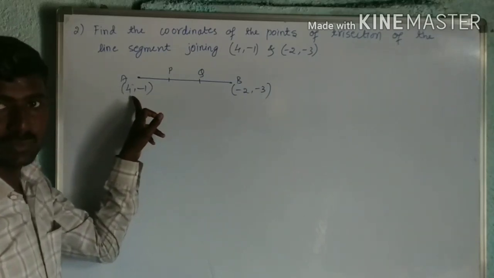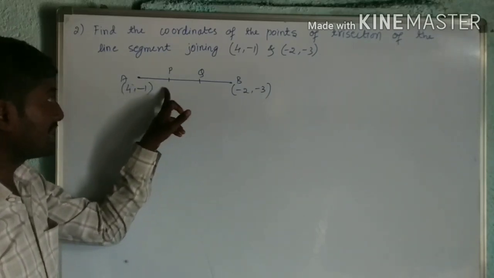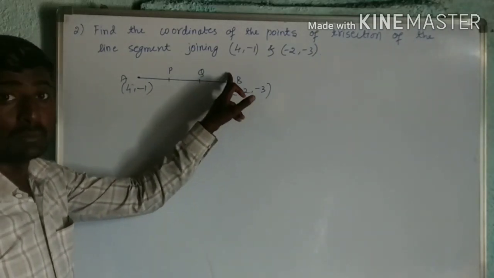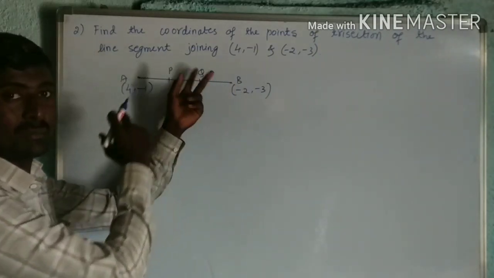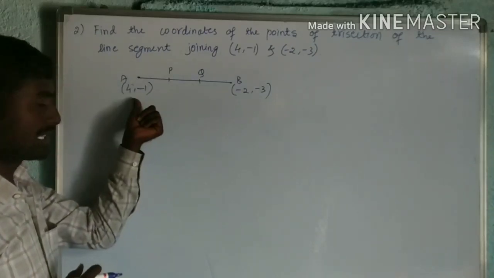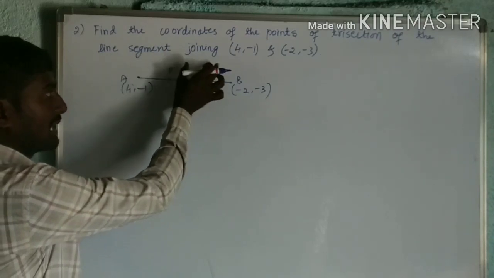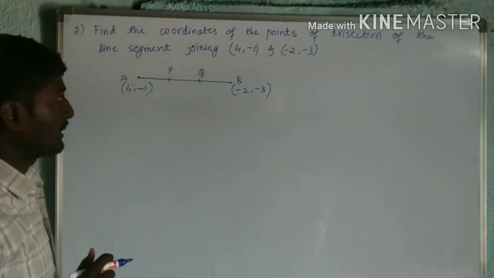So first point is x1, y1. So for x1, y1, you should take only M1. If you take x2, y2, here you should take M2. You cannot interchange M1 and M2 here. So for x1, y1, for the point P, M1 must be 1 and M2 must be 2.